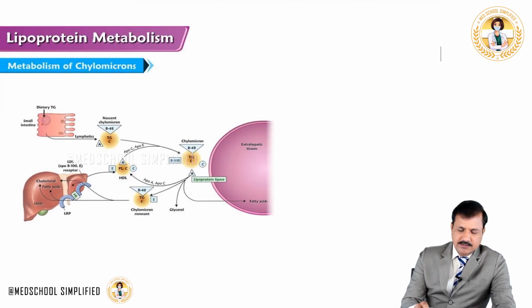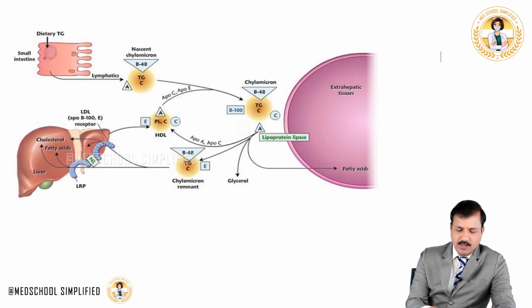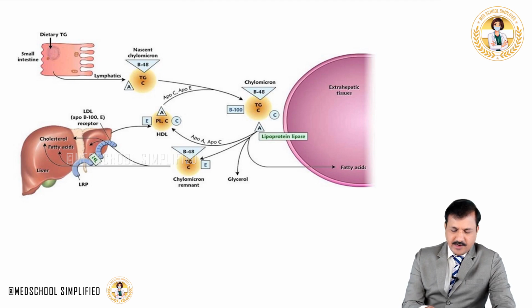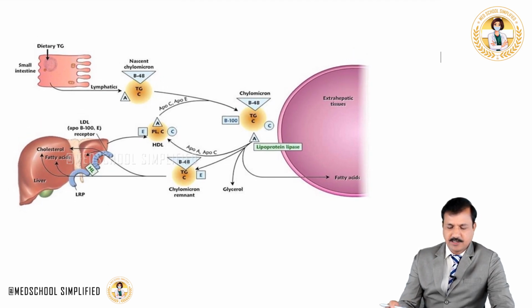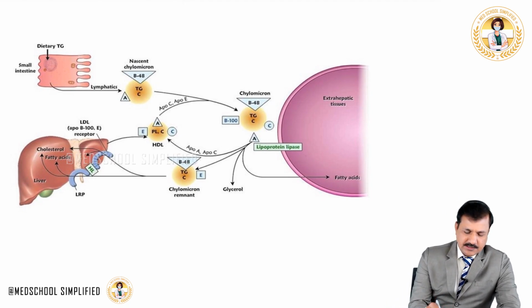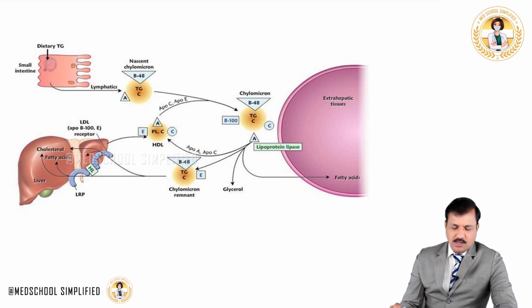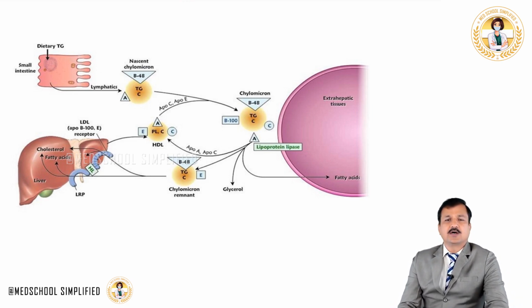Now let's see the metabolism of chylomicron once it enters the systemic circulation. From the lymphatics, chylomicron enters into systemic circulation. So how is it metabolized? In order to understand the metabolism, you need to know how a chylomicron is activated in the circulation, and how it undergoes metabolism within the blood vessel.